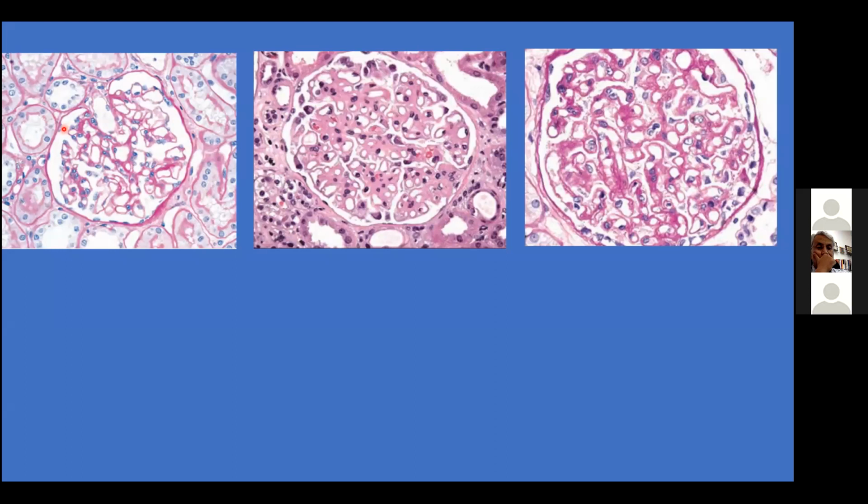When you compare with this diagram, if you see, this glomerulus is showing global thickening of the basement membrane, and the capillary loops look stiffened, wire-like. This stiffening and thickening of the capillary wall is better appreciated on this PAS stain.